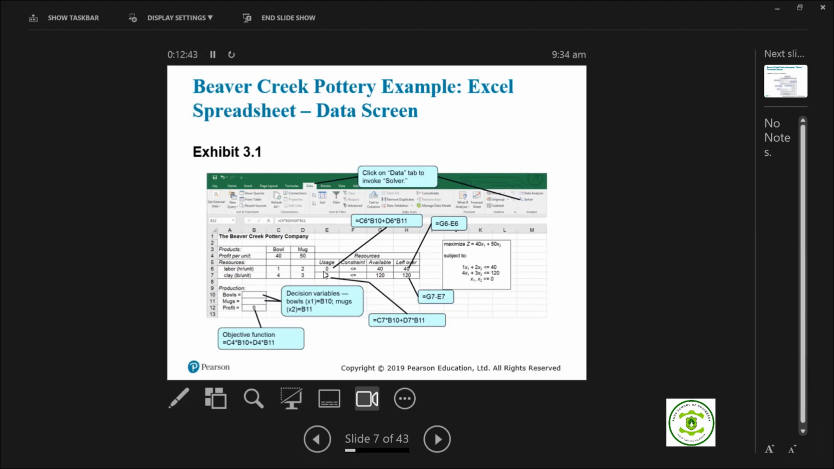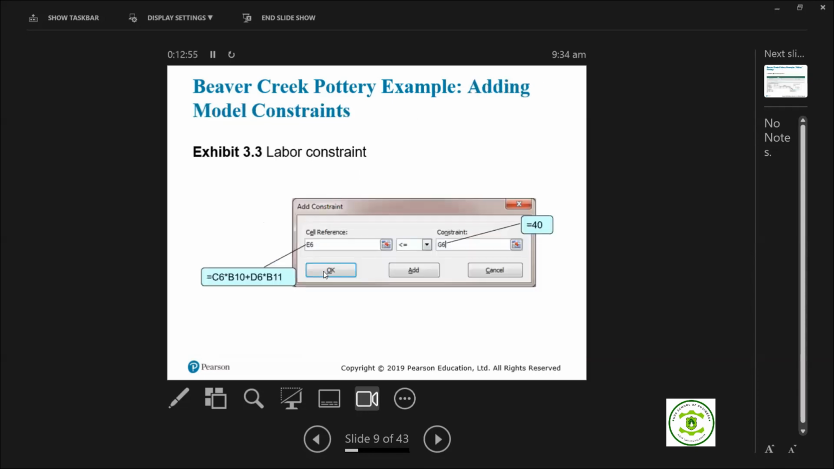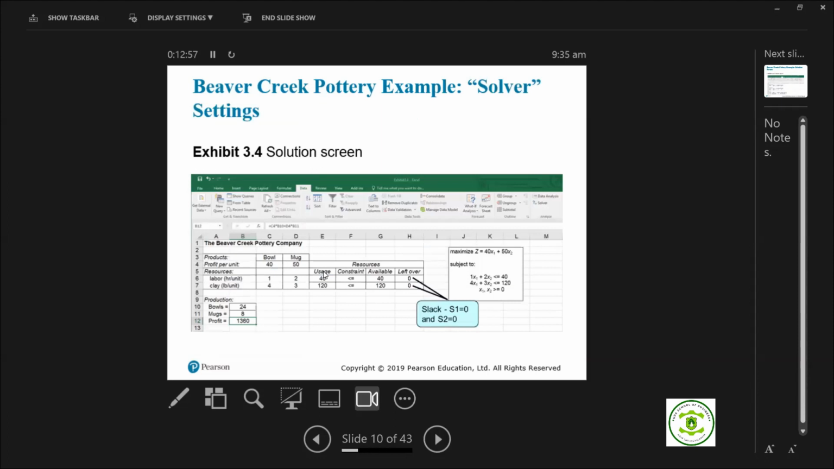Now, if we solve the problem in this manner, so I showed you this procedure, and once you do that, this will be the solution. So we found that the number of boats to manufacture is 24, and for max is 8.